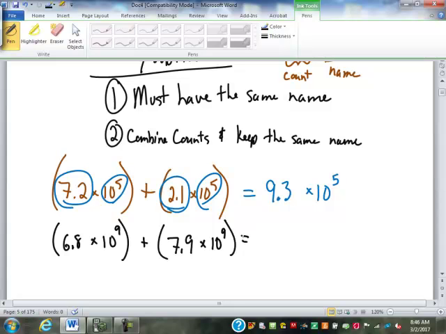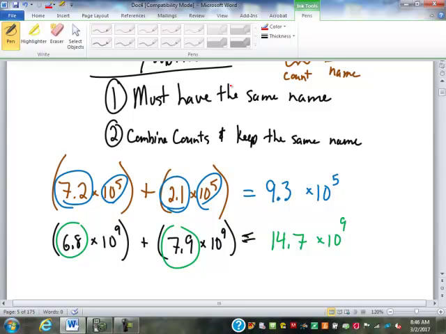These have the same name. Yes, they're both 10 to the 9th. So we're going to combine the counts. 6.8 plus 7.9 is 14.7 times 10 to the 9th. We keep the same name. However, there's an issue with that answer. Can anybody tell me what it is?